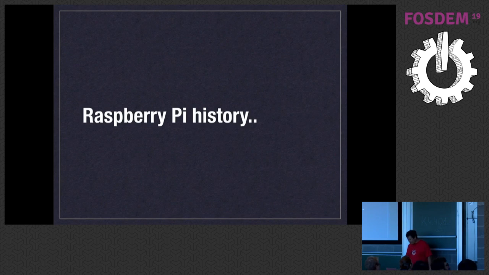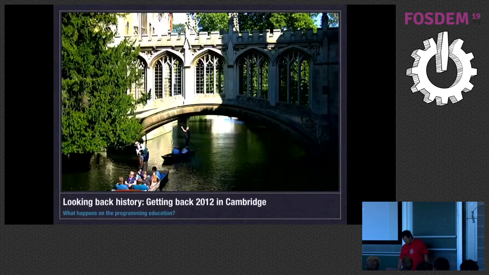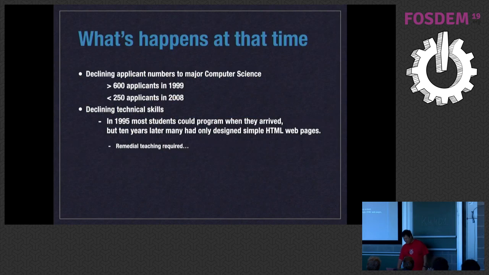I would like to review the history, looking back to 2012 in Cambridge. At that time, there were fewer students with skills in computer science, and Cambridge University had fewer applicants, so they analyzed the reason.